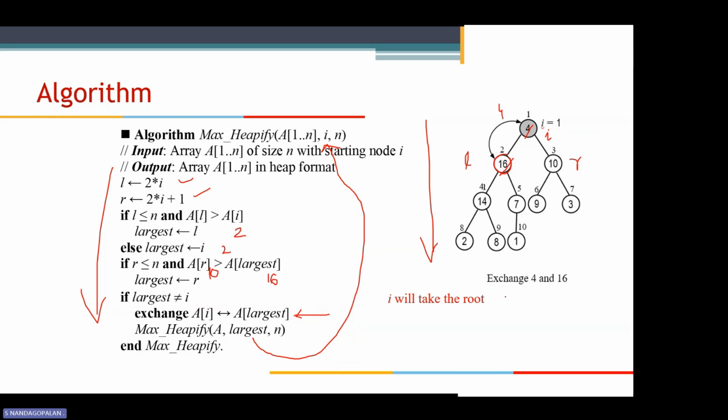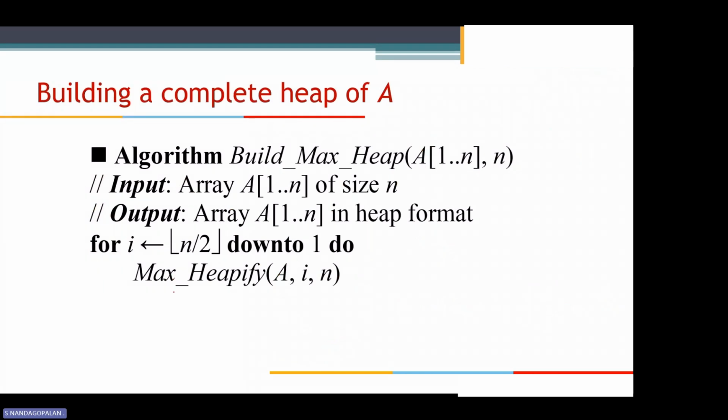But actually we have to continue this. So we started with n by 2. So we ended up with 1. So we have to start from n by 2 down to 1. Call the same max heap. That's the one which I showed you previously. Do this. At the end of this, my A is a pakka heap, perfect heap.